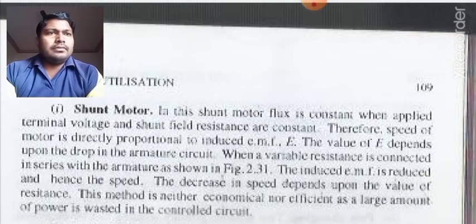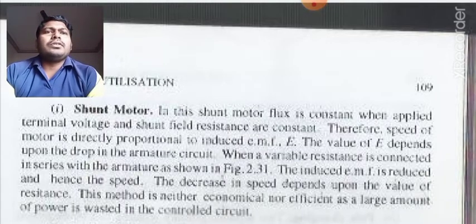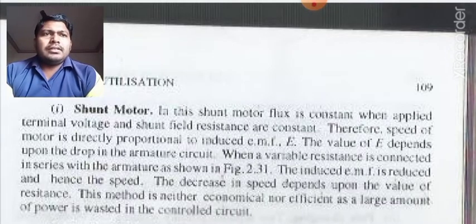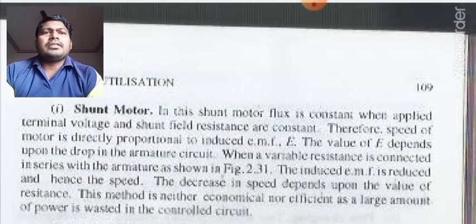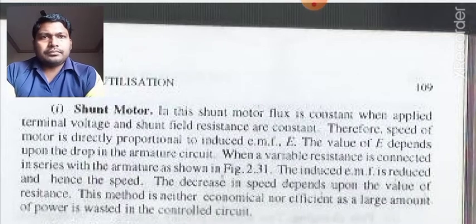In shunt motor, flux is constant when applied terminal voltage and shunt field resistance are constant. Therefore, speed of motor is directly proportional to induced EMF. The value of E depends upon the drop in the armature circuit. When a variable resistance is connected in series with the armature, as in the diagram, the induced EMF is reduced and hence the speed. The decrease in speed depends upon the value of the resistance.